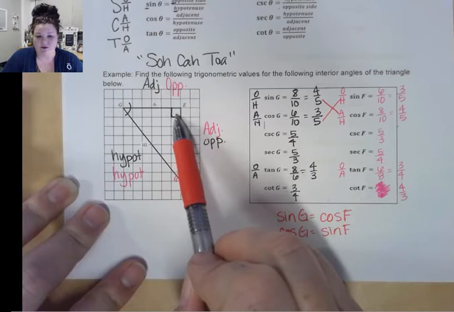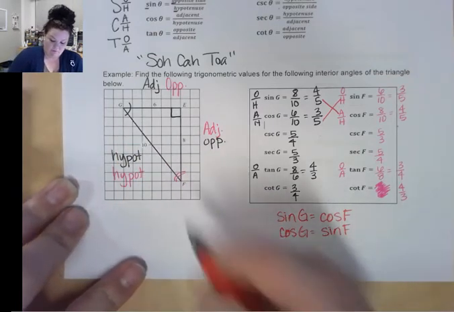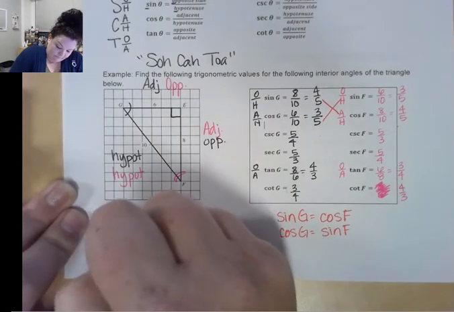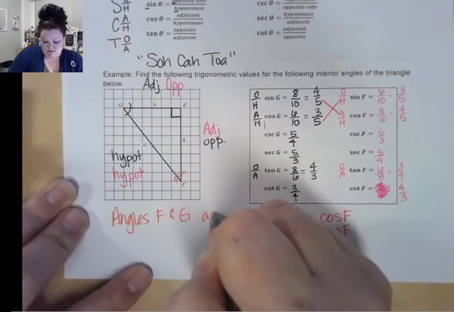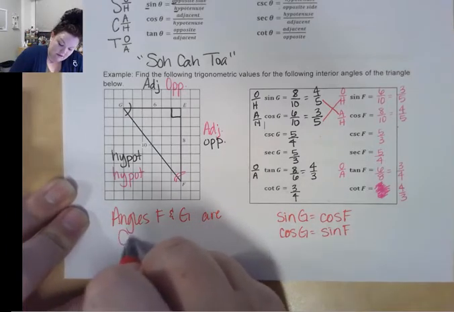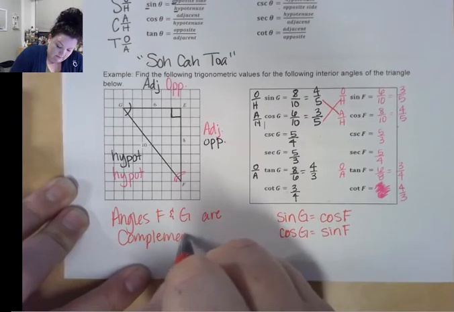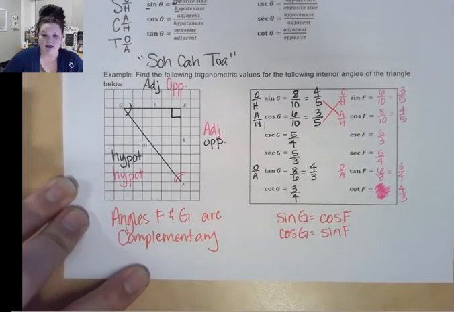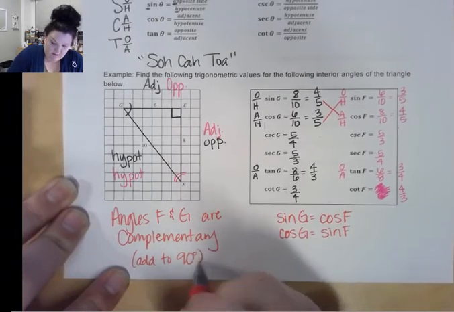So that means there's only 90 degrees left to split between F and G. And when angles F and G add to 90 degrees, that means they're complementary. So angles F and G are complementary, okay, which means they add to 90 degrees.